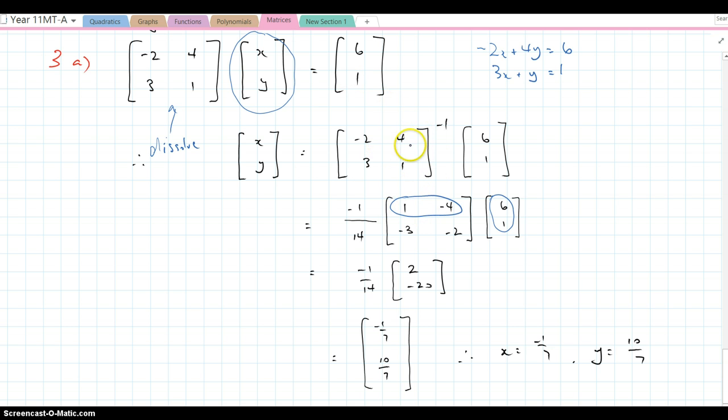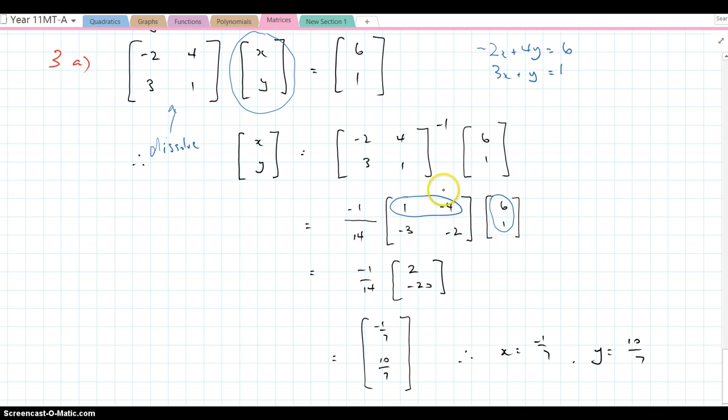So we've got the inverse of this, which I did manually, which was minus 1 over 14, which is minus 1 over AD minus BC. AD is minus 2, BC is 12. So minus 2 minus 12 gave me minus 14, so minus 1/14. Switch the 1 and the minus 2 around, the 4 becomes minus 4, the 3 becomes minus 3.